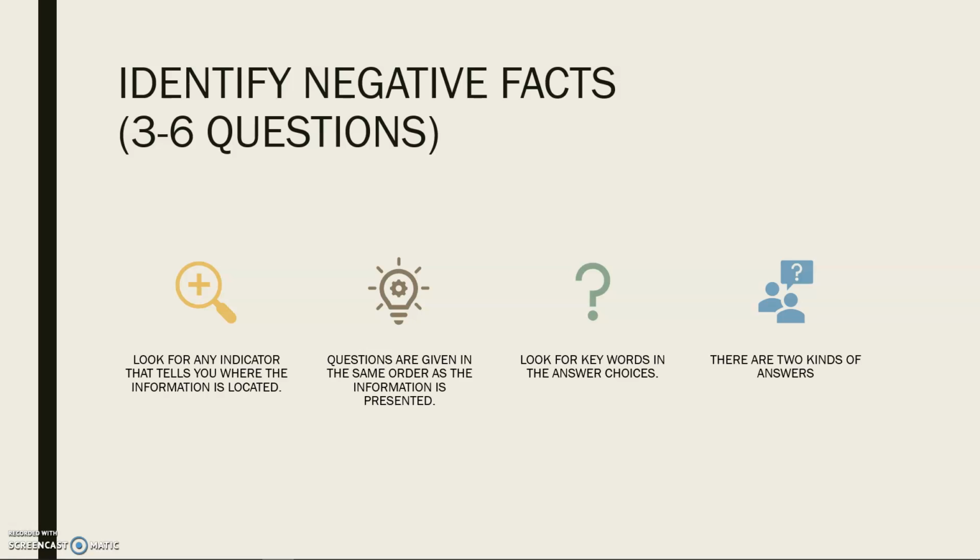Look for keywords in the answer choices to help you scan for information and to eliminate answers found in the passage. And remember that there are two kinds of answer choices. The first, three true answers and one that is not true according to the passage, or three true answers and one that is not stated or not mentioned in the passage.